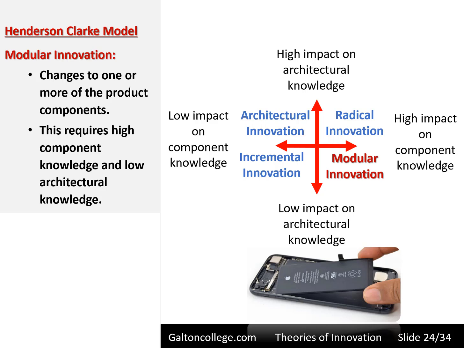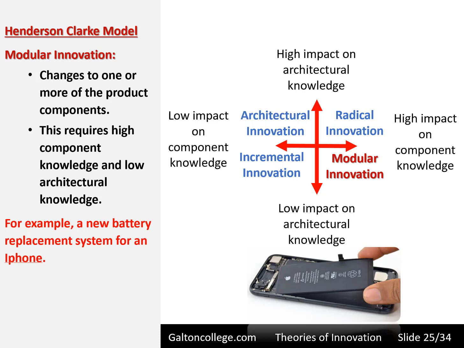So what we've got here is modular innovation. And modular innovation is just the next step up, I should say, or maybe up or down, from incremental innovation. What it means is simply the product remains the same, the architecture remains the same, except it's now got additional features. So a new battery replacement for an iPhone, the example we've got in the picture.